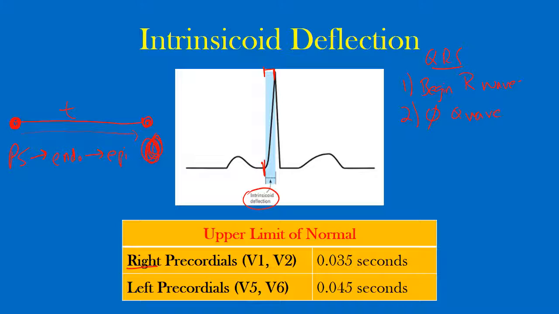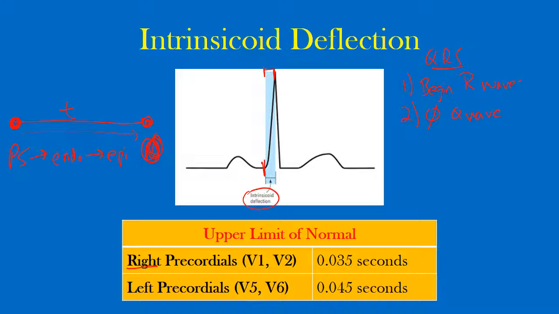Okay, so if the intrinsicoid deflection is longer in the left precordial leads, that is V5 and V6, because the left ventricle is thicker than the right ventricle, can you think of any circumstances in which we would see a prolonged intrinsicoid deflection? Well, one potential circumstance may be from a thickened myocardium, as in ventricular hypertrophy secondary to hypertension. In this case, the thickened myocardium can prolong the intrinsicoid deflection. Another possibility could be when it takes longer for the electrical system to conduct to an area of the heart. This could be from an intraventricular conduction delay, as in left bundle branch block.